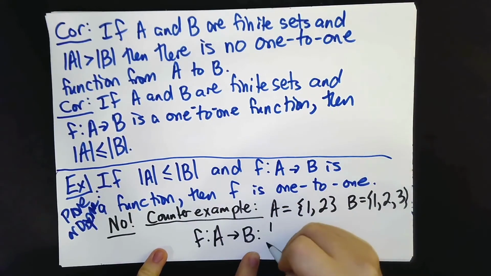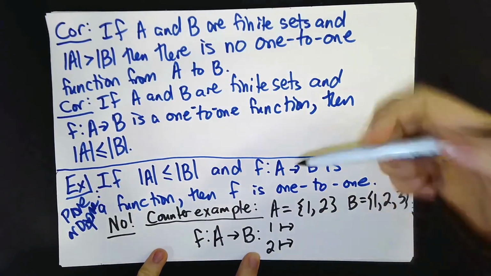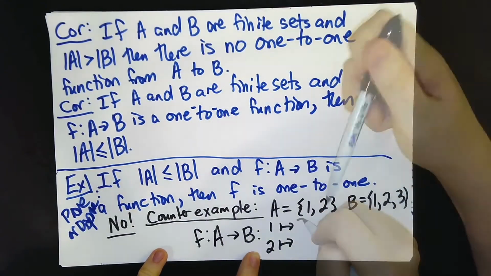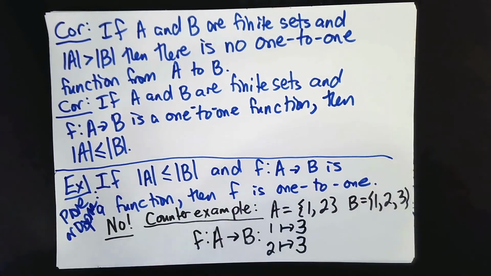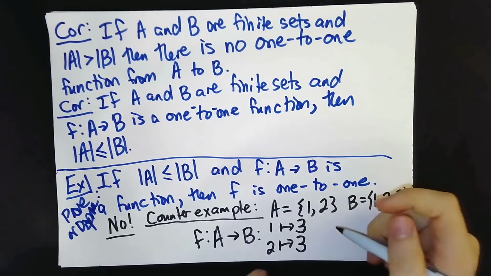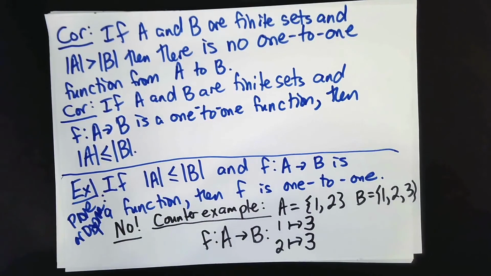In order to describe a function from A to B, note I just have to tell you where 1 goes and where 2 goes. And in fact, the function I'm going to write down is going to take 1 to 3. It will also take 2 to 3. And this is definitely not 1-to-1, right? Namely, both of these are different, but they both map to 3.